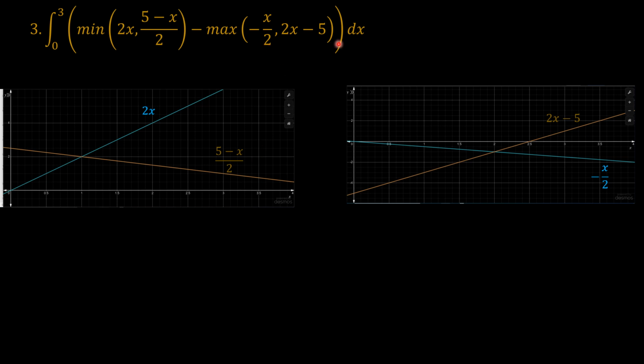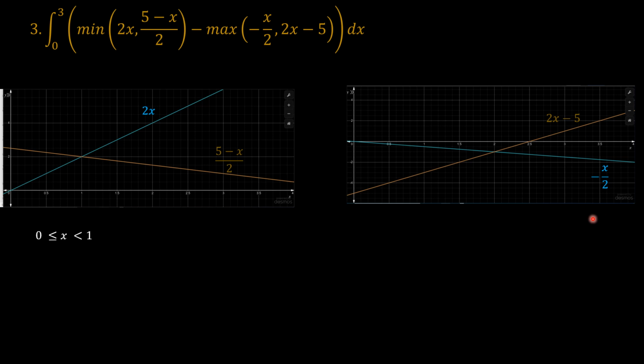And then, for the second item here, we can plot the graph of 2x minus 5 in the yellowish line here, and then the blue is negative x over 2. And as we can see, since we are focused on what is greater, or what is the maximum, from 0 to 2, negative x over 2 is greater, and then beyond 2, that's 2 to 3, 2x minus 5 is greater than negative x over 2.